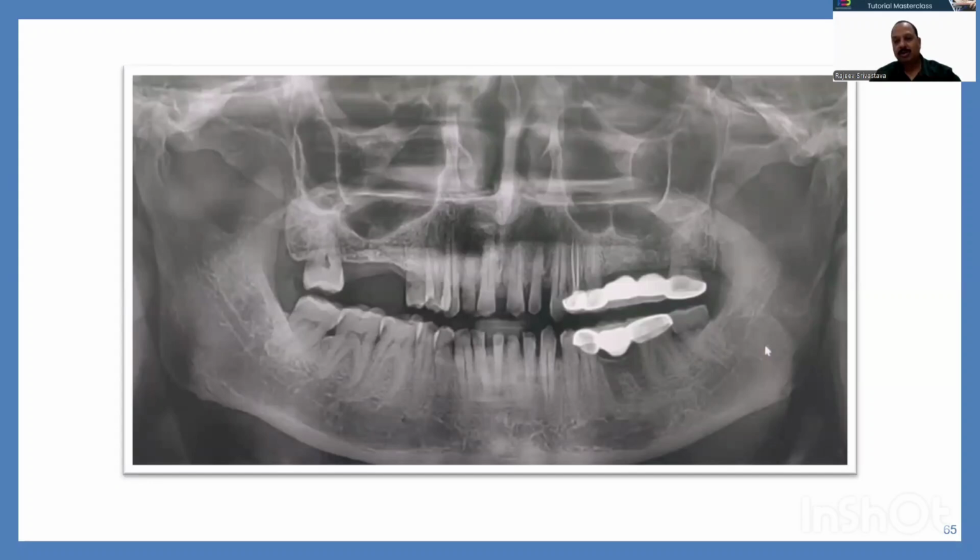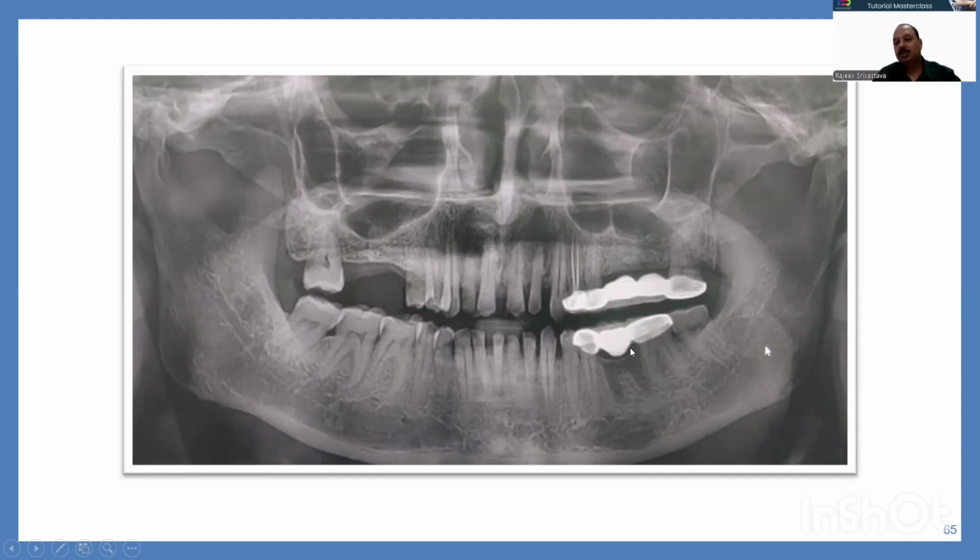Now you can see this. In this, the Pontic has been given in an area where the complete healing has not taken place. So once the healing has taken place, there will be a large space, and if you have given a modified ridge lap or a ridge lap type of Pontic here, there will be a constant accumulation of food.